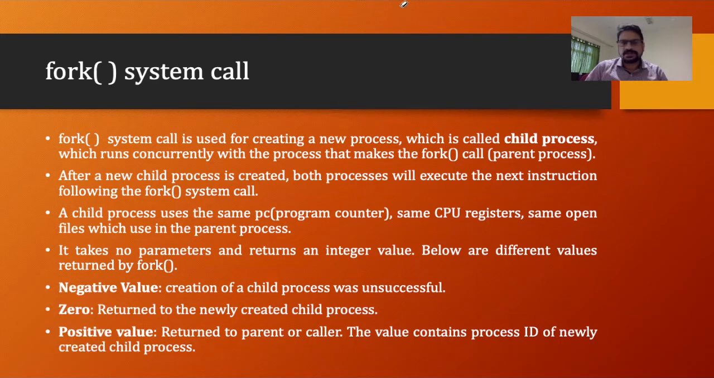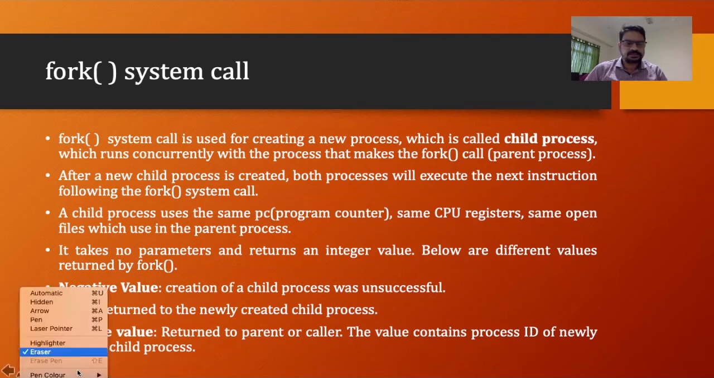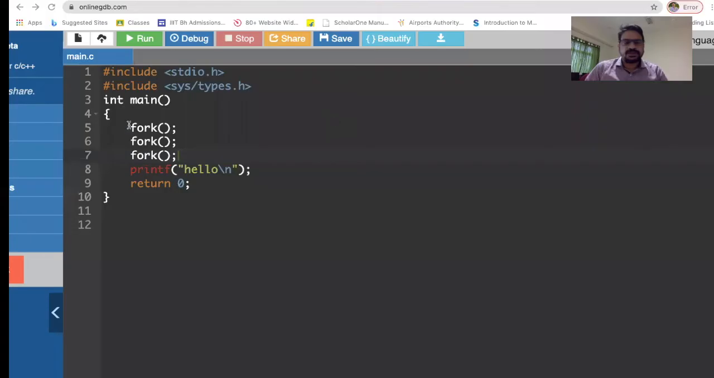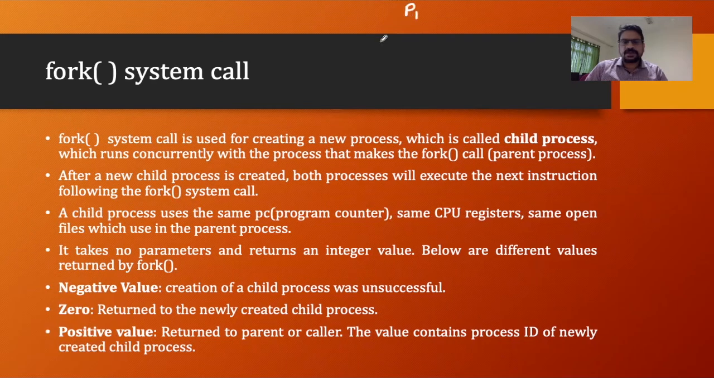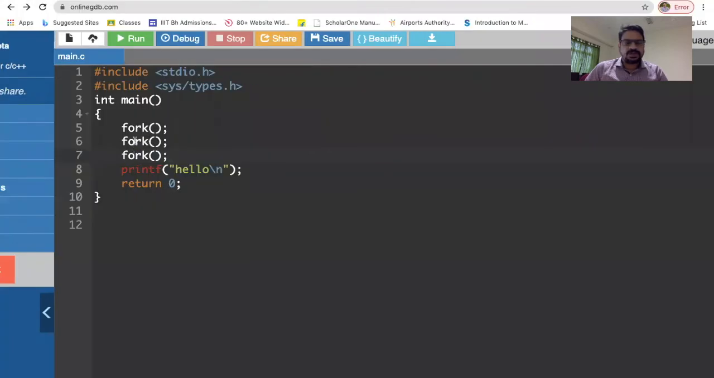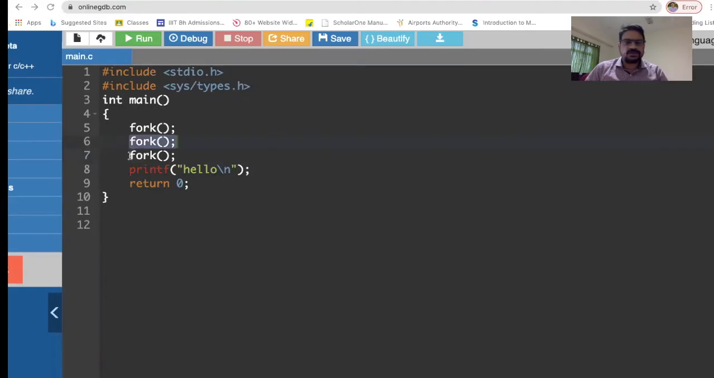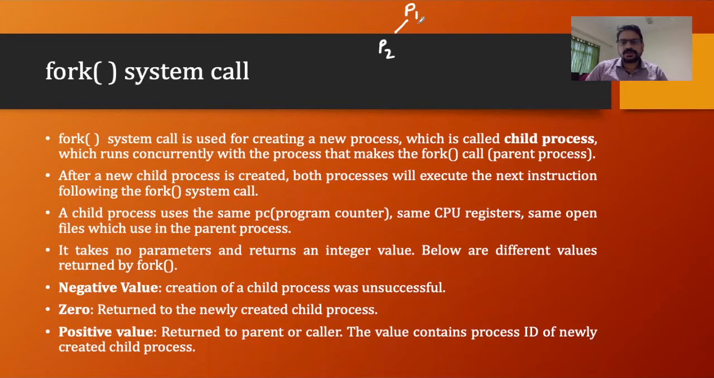Let's start from the beginning again. There is process P1. Process P2 is created. Now P2 is going to execute this particular fork, and P1 will also execute this particular fork. So we have, let's say, P3, and P4.